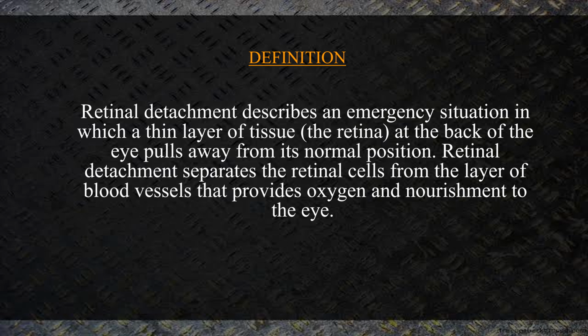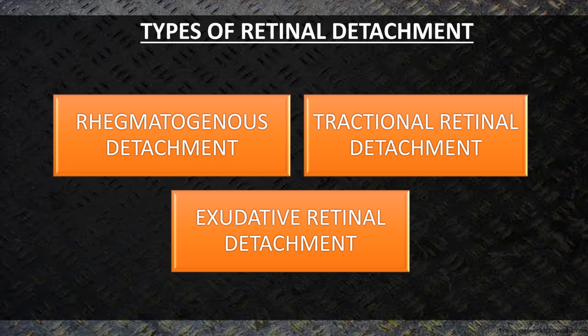Moving ahead, coming to the types of retinal detachment, it is very important to understand these three, because they consist of different pathophysiology. There are mainly three types of retinal detachment: rhegmatogenous detachment, tractional retinal detachment, and exudative retinal detachment. This exudative retinal detachment can also be called serous retinal detachment. We will see it one by one.